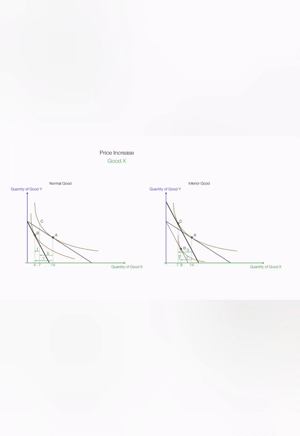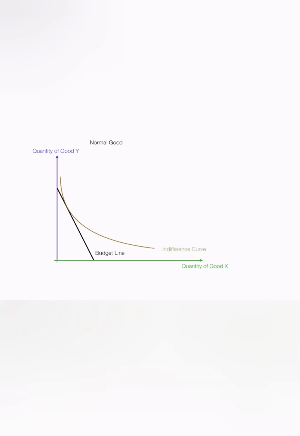Normal and inferior good. I'm going to start with a normal good. Along the x-axis, I'm going to have quantity of good x. Along the y-axis, quantity of good y. And I'll draw in a budget line and an indifference curve. The consumer will consume at point A and consume 4 units of good x.